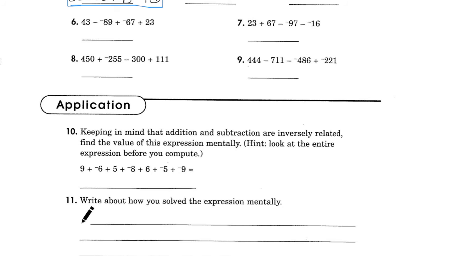Keeping in mind that addition and subtraction are inversely related. Find the value of the expression mentally. Look at the entire expression before you compute. Now, look at this. I have positive 9. Oops, let me highlight that. Let me erase that. I have positive 9 right here, and I have negative 9. Those are opposites, which means I end up with 0. Okay, so I can cross out my positive 9 and my negative 9 because that becomes 0.